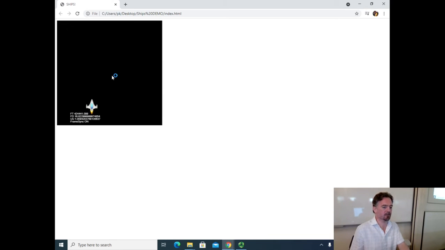So I can drive this thing. In order to slow down, I have to turn around against the direction I'm traveling and counter thrust, kind of retro, right? So I can do that. So now I've got a little spaceship guy.